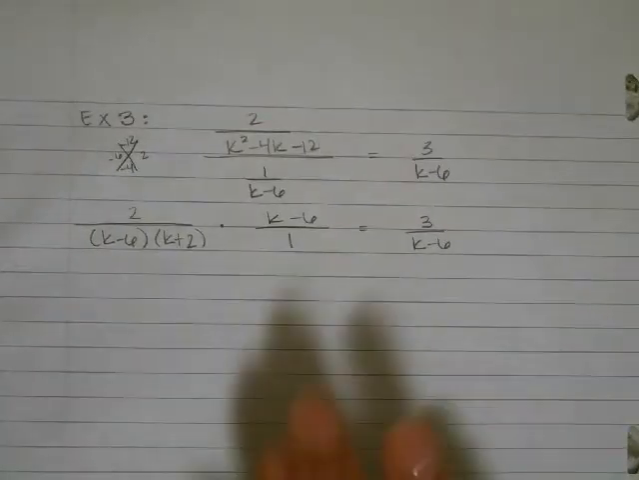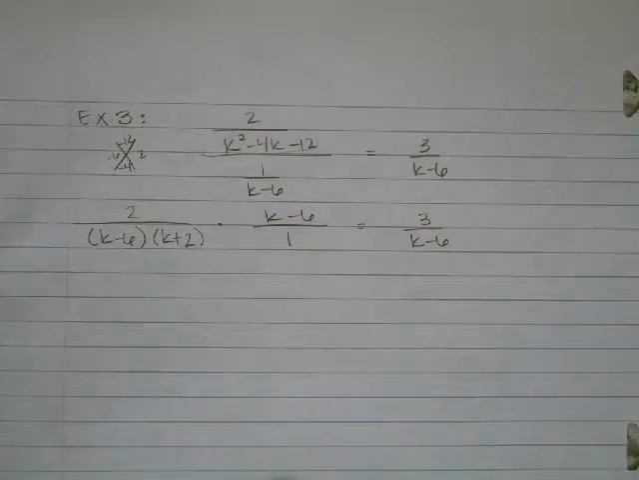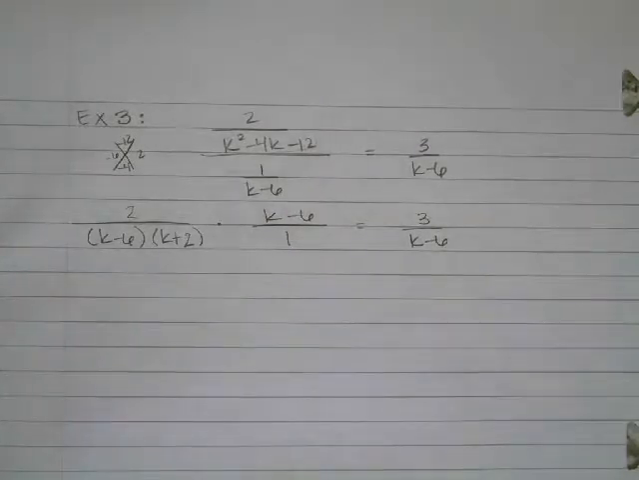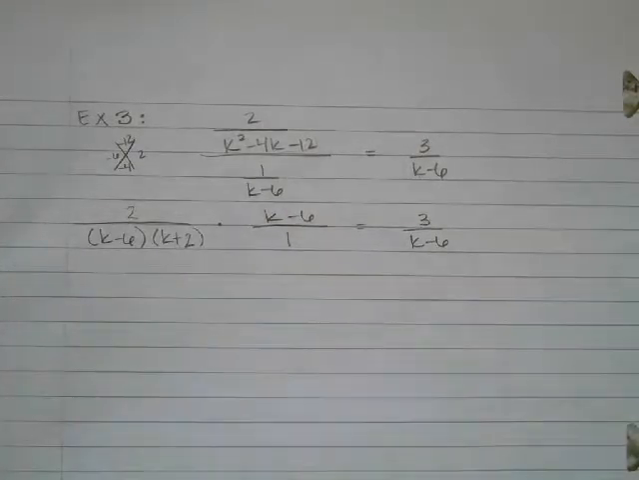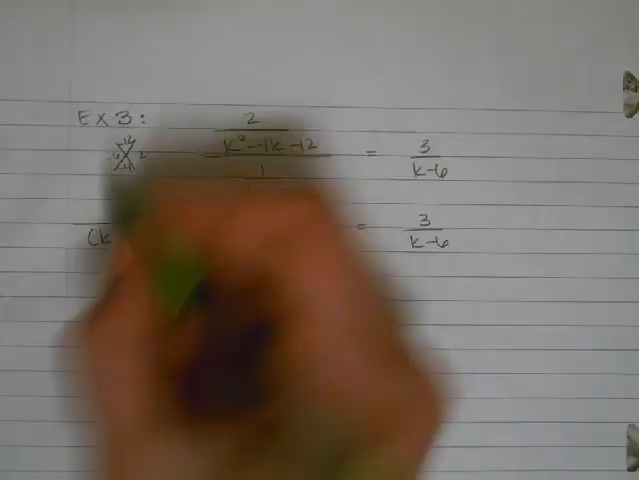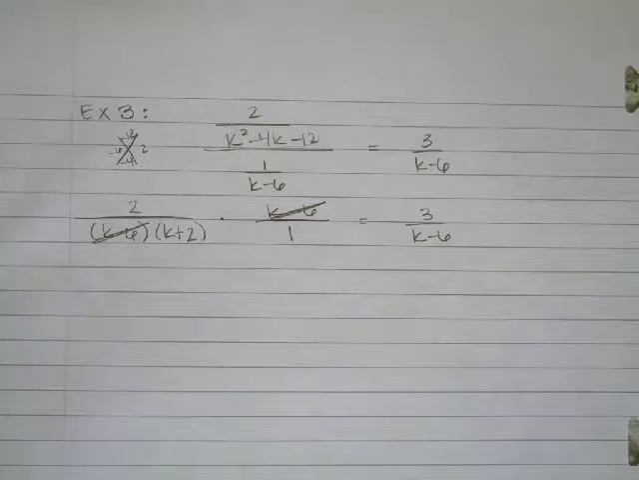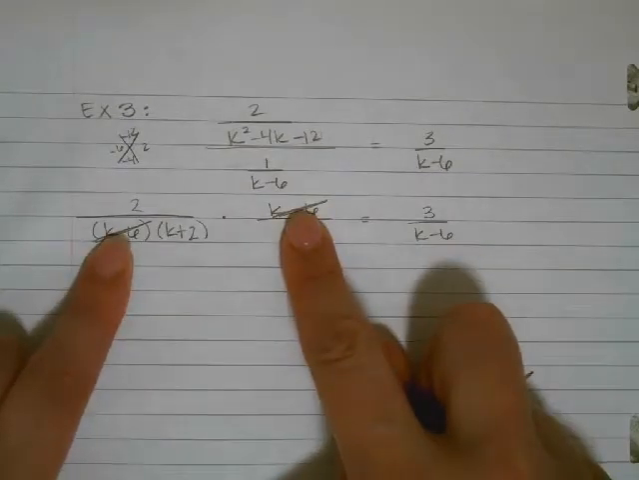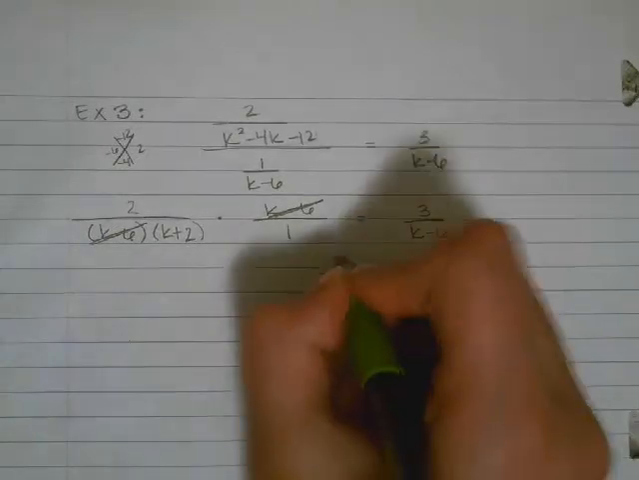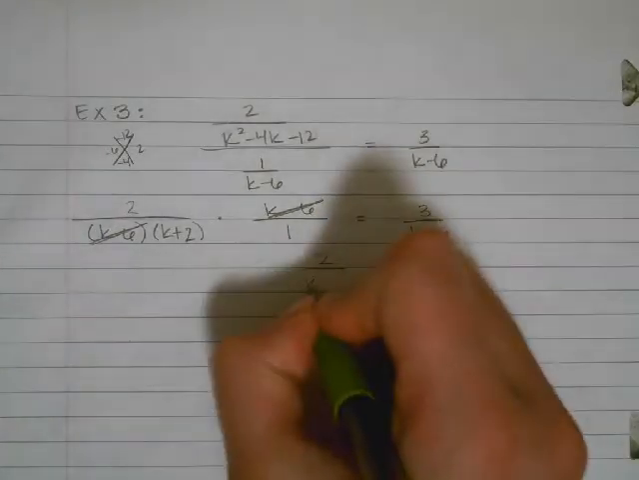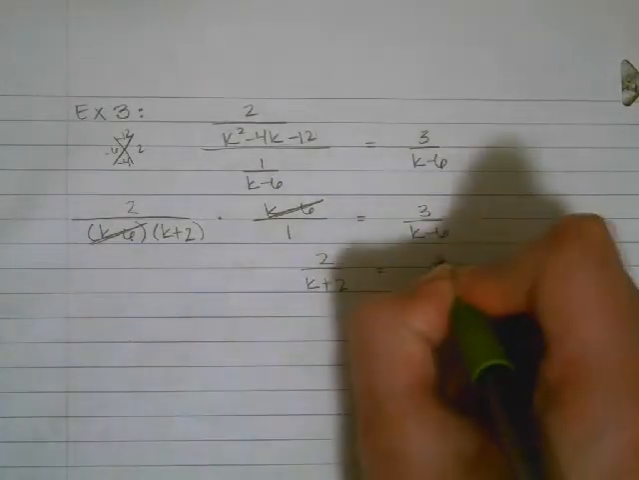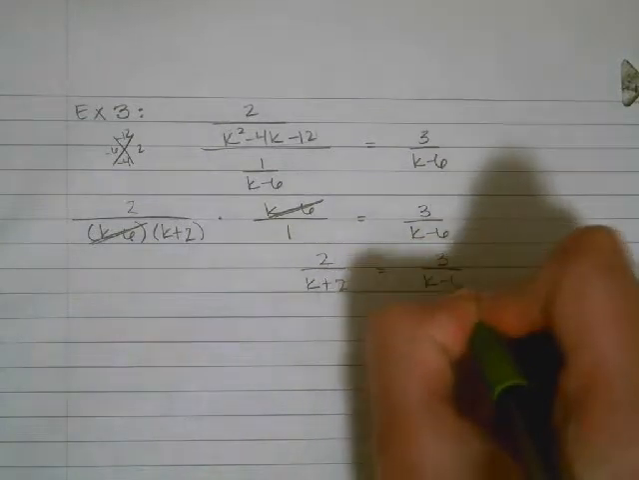All right, so this is a different problem because we're not adding and subtracting fractions, we're multiplying them, and that's a much easier procedure. So I'm going to say that these, a k minus 6 on the top divided by a k minus 6 on the bottom, these are going to cancel out to make 1. So what I really have is 2 over k plus 2 equals 3 over k minus 6.